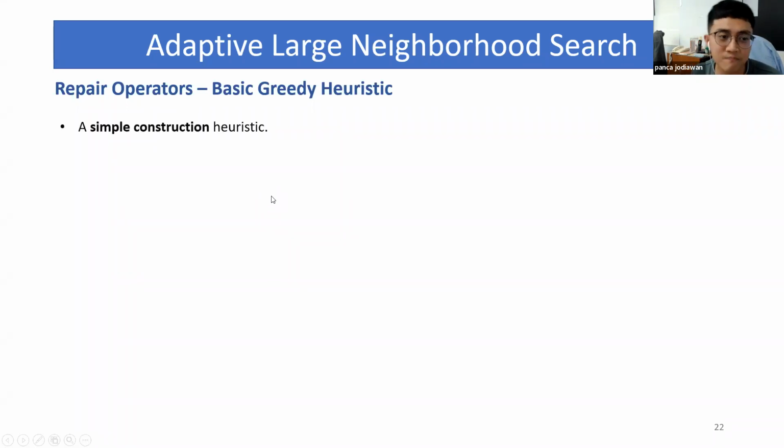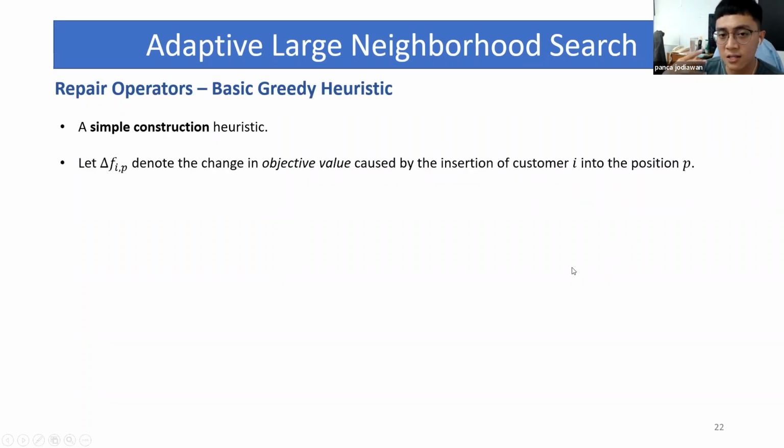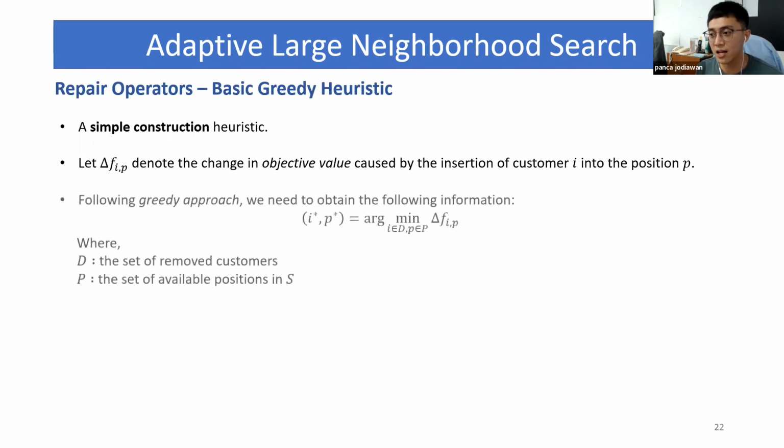Okay, I think maybe some of you have heard about greedy. The greedy algorithm is a simple construction heuristic, and it is used as one of the repair operators in the original ALNS. And there is a new term here called delta F_i,p. The delta F_i,p denotes the change in the objective value caused by the insertion of the customer i into the position p. It's a very long sentence, but soon I will show you the illustration.